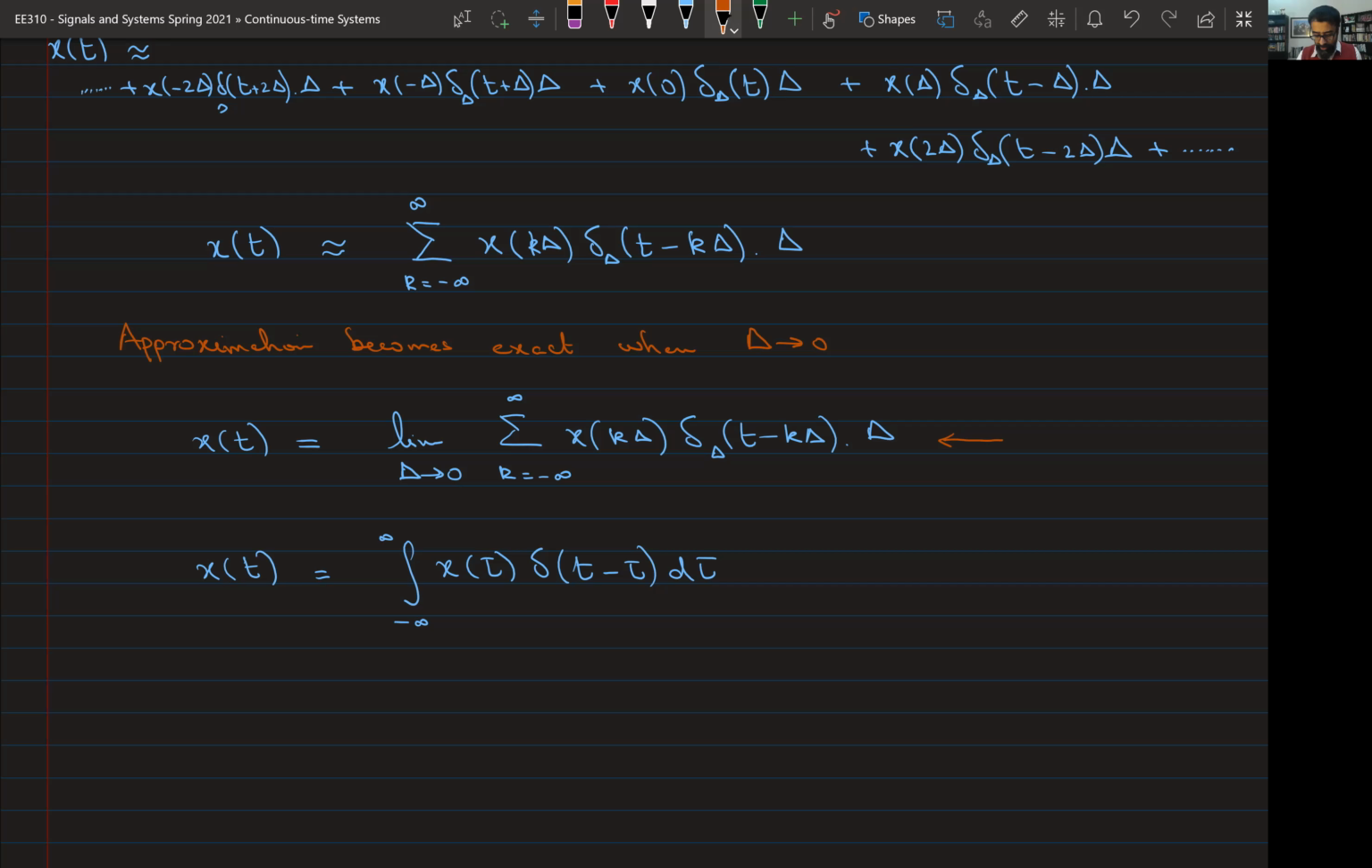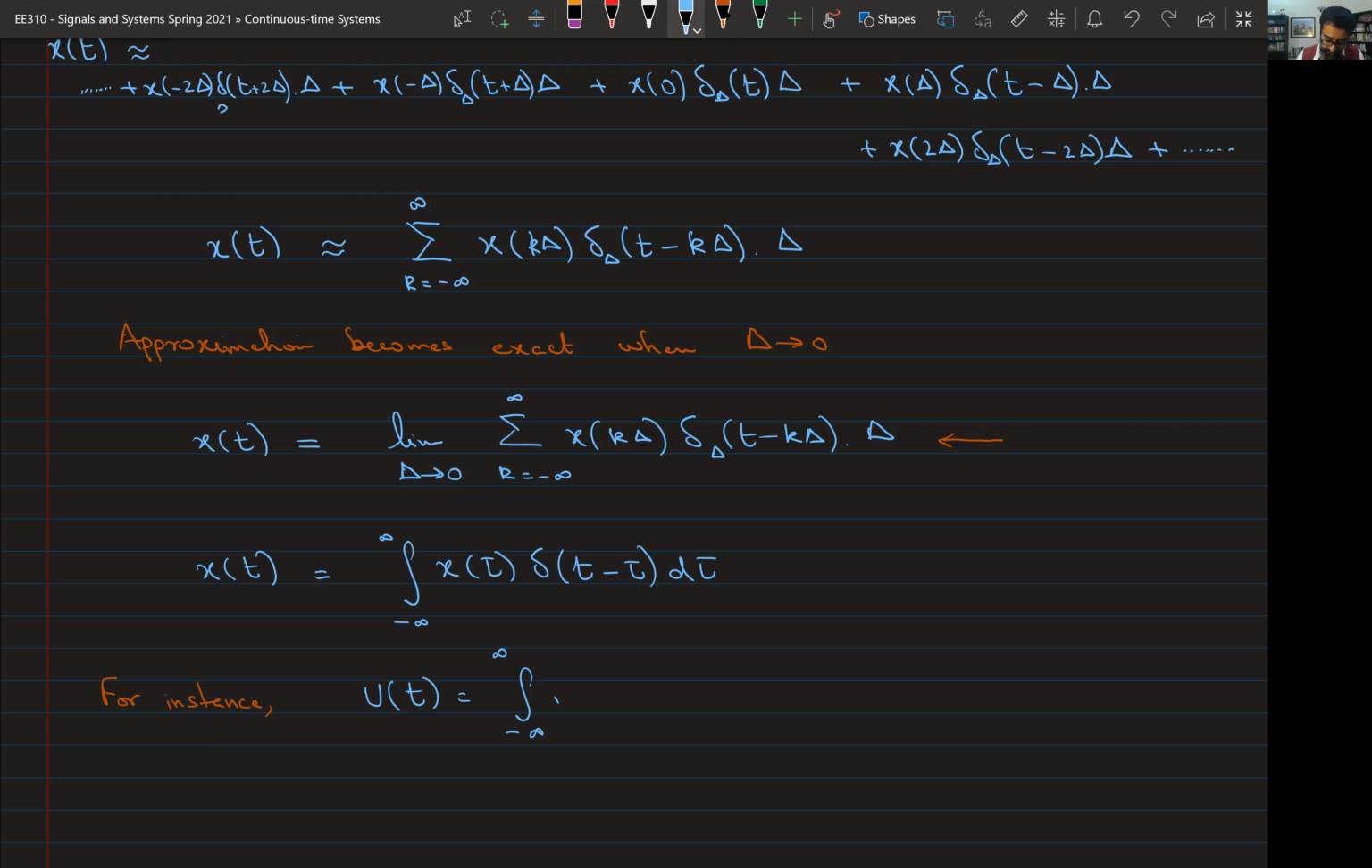Now, given this property, let's try to apply this to some signal that we know of. For instance, if I were to write down the unit step function as a linear combination of unit impulses, all I'll do is take u of t equal to the integral from minus infinity to plus infinity of x of tau, which is u of tau, sorry.